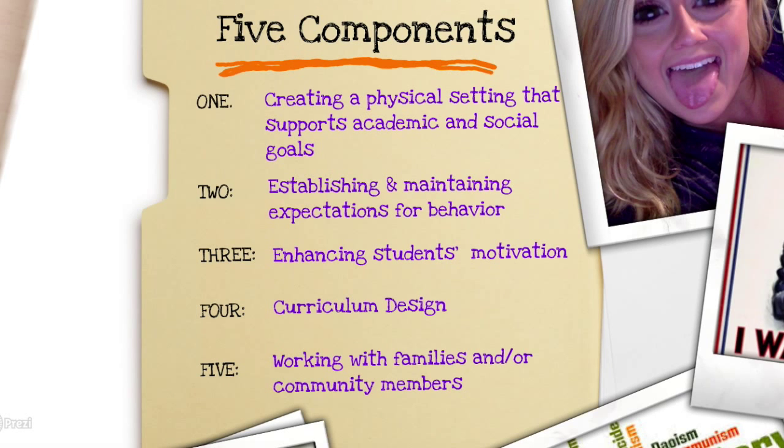Tier 1 intervention contains 5 components. These 5 components include creating a physical setting that supports academic and social goals, establishing and maintaining expectations for behavior, also known as rules and procedures, enhancing students' motivation, curriculum design, and working with families and/or community members.